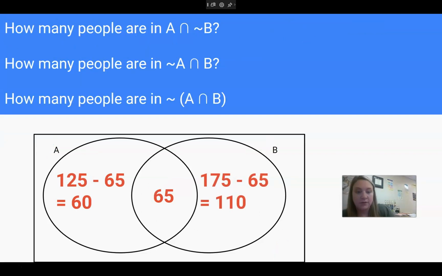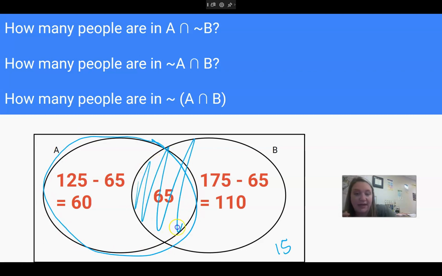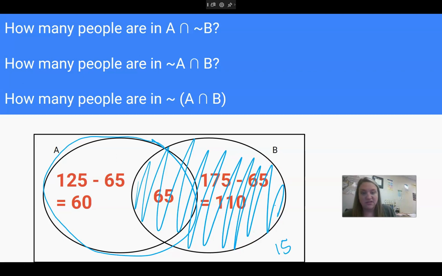Here we go. Get my 15 back down here. All right, so how many people are in A and not B? Okay, so that means in my circle A and not in my circle B. So the intersection of A and not B. So here's A, right? Here's A, but I can't include any of B, so B is out. So what does that give me? It just gives me the 60 people. Okay, so all circle A, but not B. So I had to cross off my B's. Just 60 were left. All right?